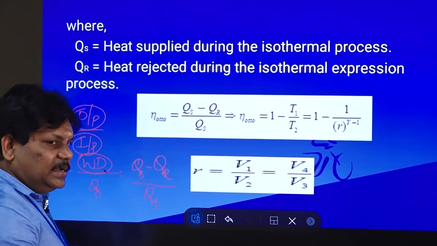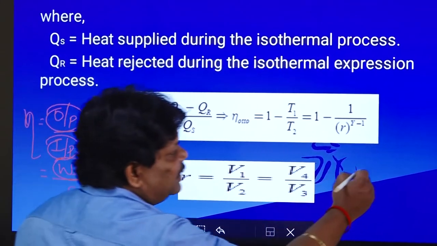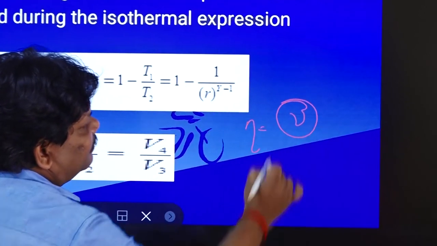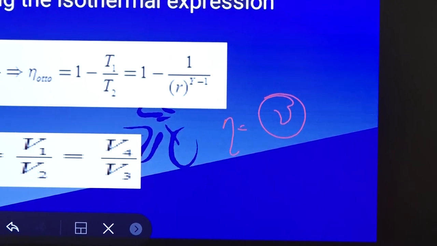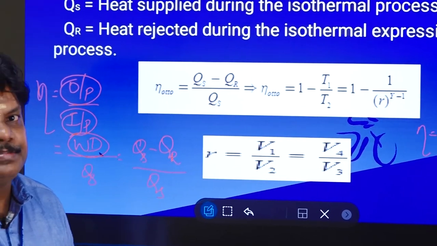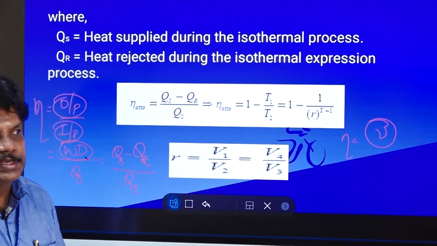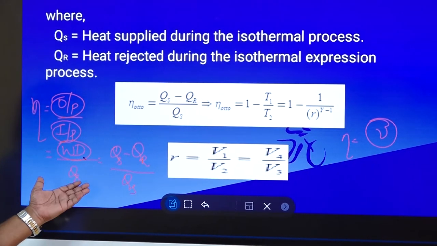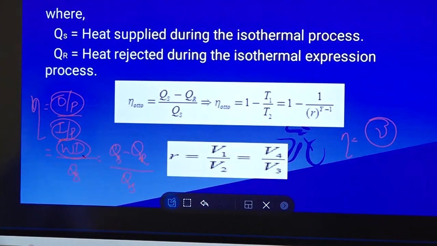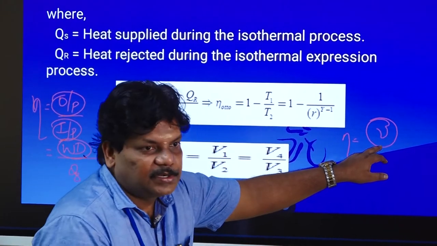So in all the cases, if you take Otto, diesel or dual cycle, the value of this efficiency is always given in terms of volume. Okay, if you go for Otto cycle, it is in compression ratio. If you go for diesel cycle, it is compression and cutoff ratio. If you go for a limited pressure or dual combustion cycle, you are getting compression and cutoff and then expansion ratio. Okay, so you are getting all these ratios. So everything is in terms of volume.